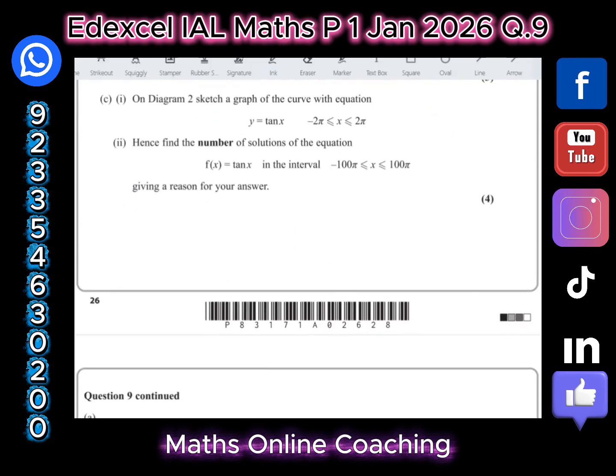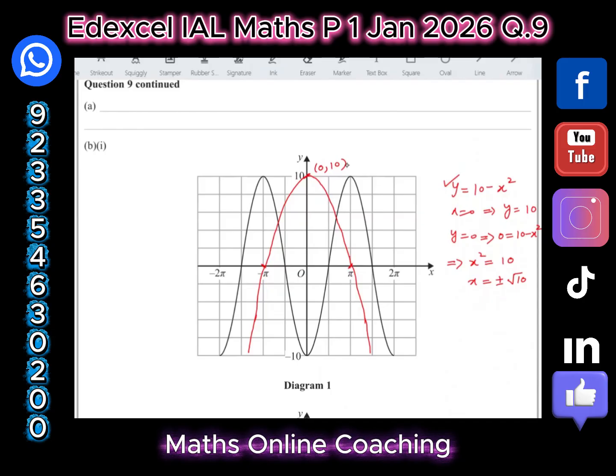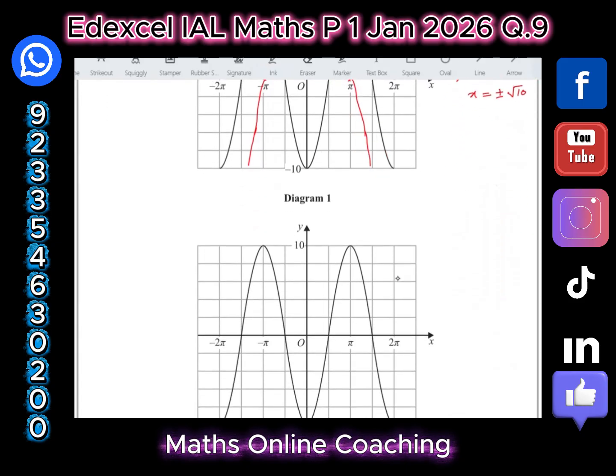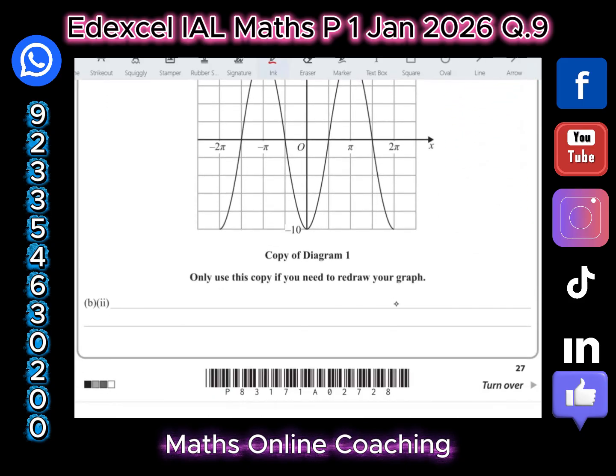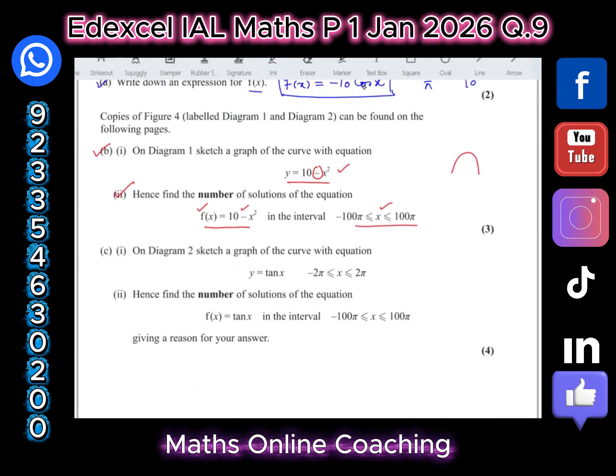So look at the graph here. The points of intersection of the two curves are this and this one. So there are 2 points of intersection for the interval minus 2 pi to 2 pi. And similarly for the interval x greater than or equal to minus 100 pi and less than or equal to 100 pi, there are 2 solutions. It completes part B.